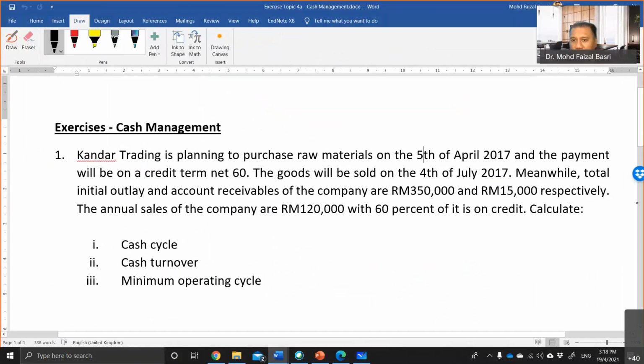So he wants to buy on the 5th of April 2017. So this is the date of purchase of raw material. Remember, the definition of EAI is based on the purchase of raw material until the day they sell their goods. The goods will be sold on the 4th of July 2017. So technically, we can find the EAI by looking at these two dates.